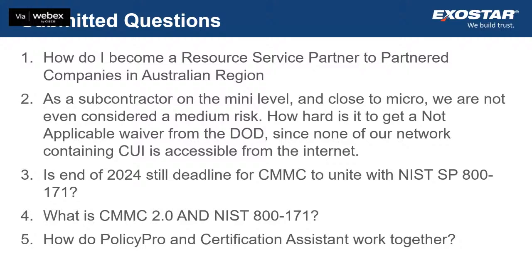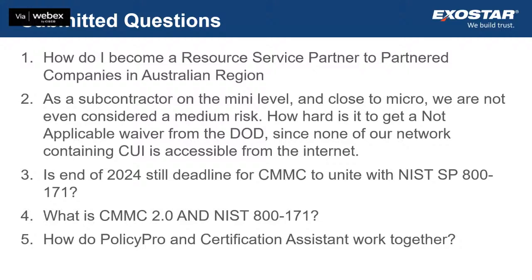Number two: as a subcontractor on the mini level and maybe close to micro, we are not even considered a medium risk. How hard is it to get a not applicable waiver from the DoD, since none of our network containing CUI is accessible from the internet? So this does bring up, when you're doing your NIST 800-171 self-assessment, you can choose either implemented, not implemented, or not applicable for those 110 controls.